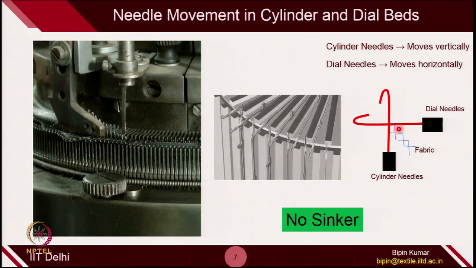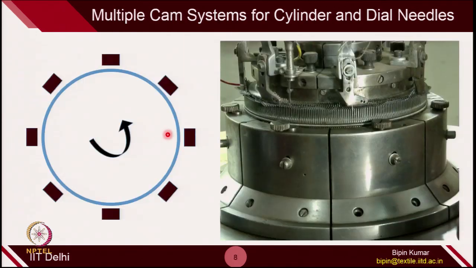Okay. So, there is no sinker in case of double bed knitting machine, especially in this category. We have also seen multi feeder machines. Herein also you have multiple cams which are being placed along the circumference, so that in the same rotation, a single needle can create multiple number of loops.